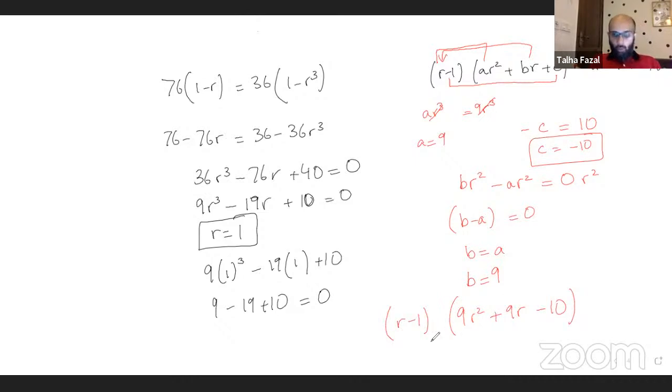Obviously, r cannot be 1 because it's a sum to infinity. If the ratio is 1, it cannot be a geometric progression anyway. So now we just need to solve this equation to find the two values of r. We have 9r squared plus 9r minus 10 equals 0. We can try and factorize it if possible.